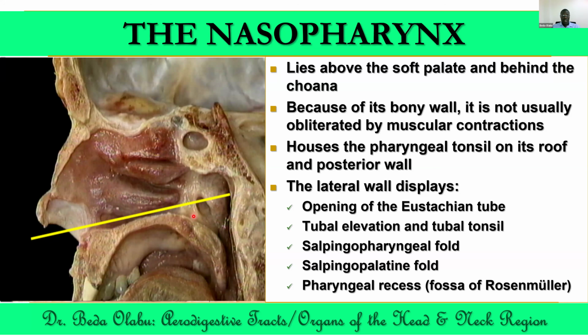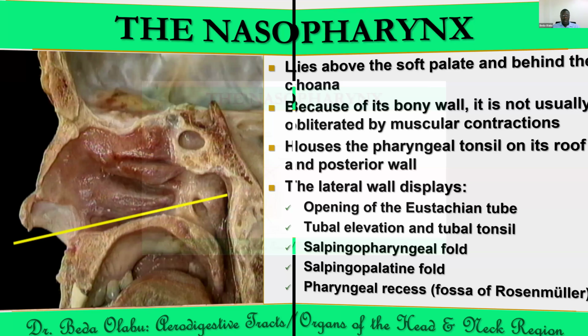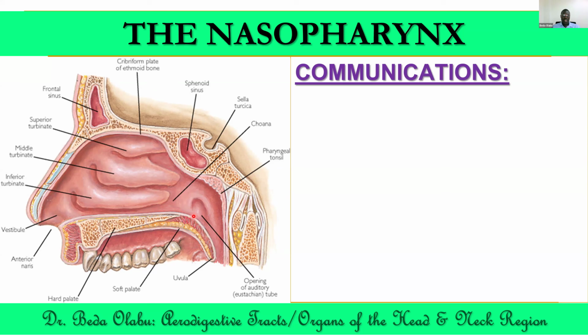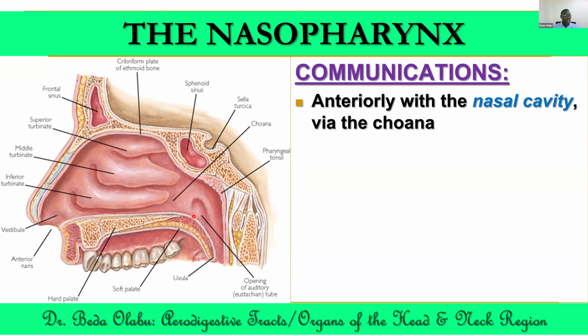Great, so that's nasopharynx. What are some of the communications of the nasopharynx? The nasopharynx communicates with the nasal cavity via the choana. So this is the choana or the posterior nasal aperture. So this nasopharynx and that nasal cavity.